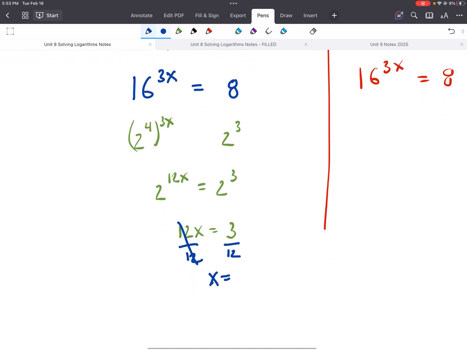On your homework, I think it's going to require you to do it as a decimal. So 3 over 12, or 1/4, is 0.25.